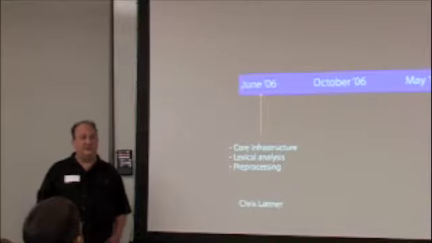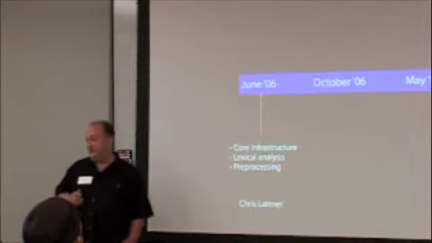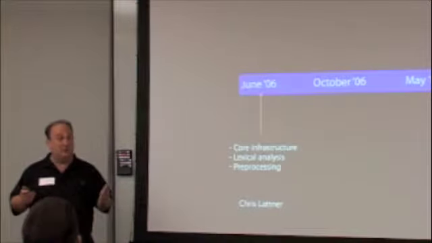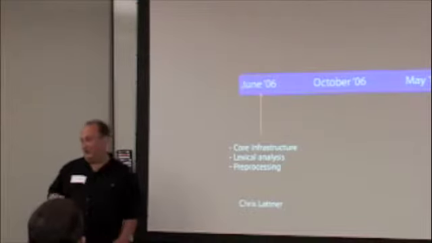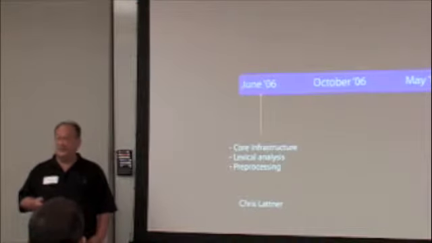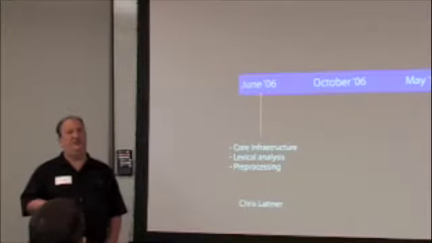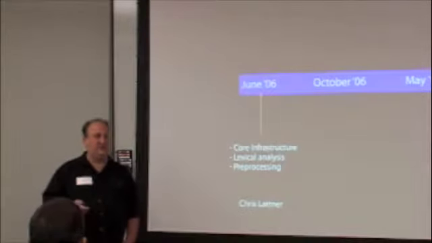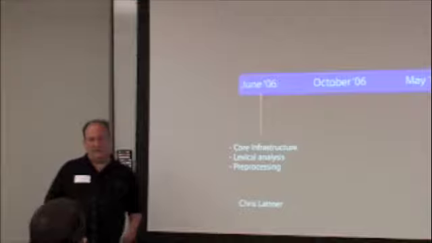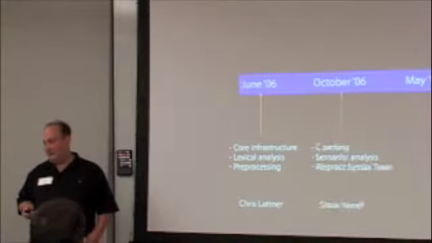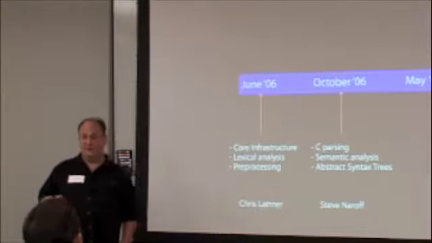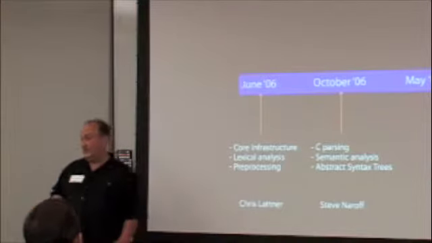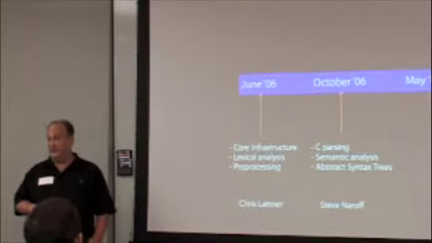So let's look at a timeline. In June of 2006, Chris gave birth to Clang. And he worked a lot on the core infrastructure, lexical analysis, pre-processing. Writing a C preprocessor is an extremely challenging thing, especially writing one that's as efficient as the one Chris wrote. And when I saw this work, I wanted to become a part of it, and I joined Chris in October of 2006. And I worked a lot on the C parsing, the semantic analysis, the abstract syntax trees. And since then, I've worked on a lot of other stuff, and we can go into that later.